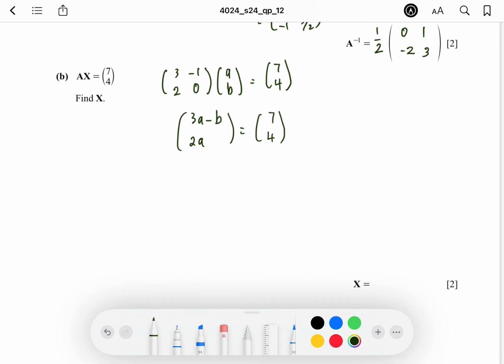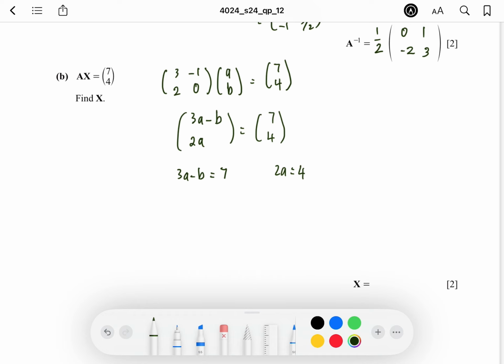Because these two matrices are equivalent to each other, that means the elements in the matrix are also equivalent to each other depending on the location. So that means 3A minus B is equals to 7, 2A equals to 4.